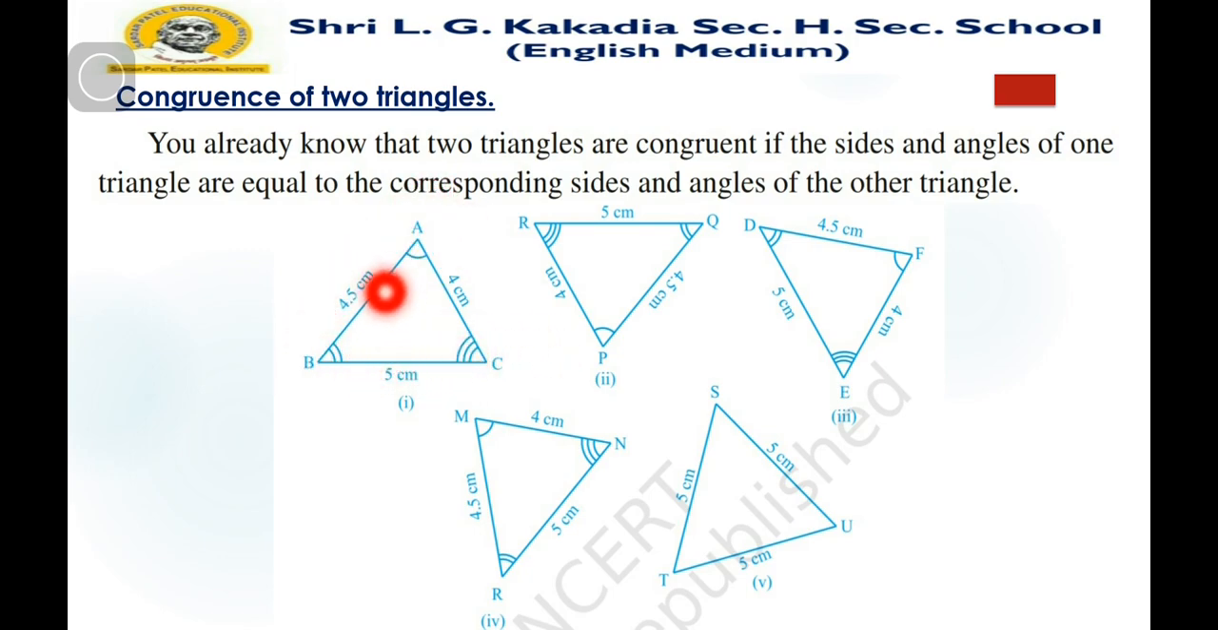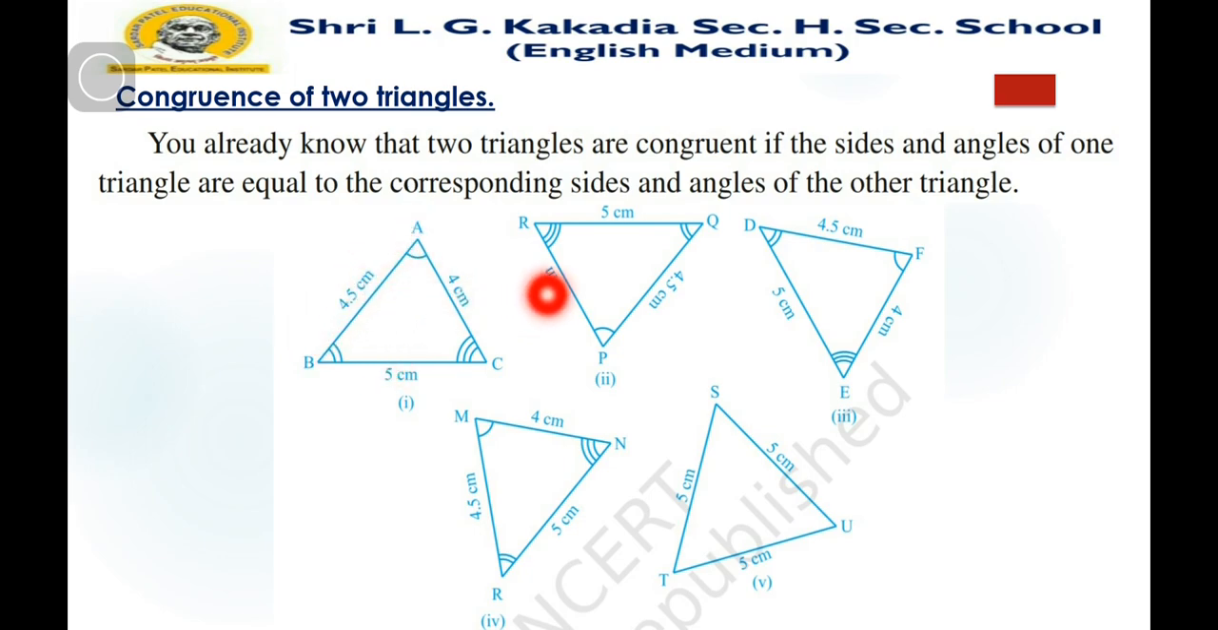Now you know that AB is 4.5 centimeter, AC is 4 centimeter, BC is equal to 5 centimeter. Means we just take another triangle corresponding to this triangle, whose sides are equal to this triangle. So here, we will find such a triangle whose side measures are equal to this.